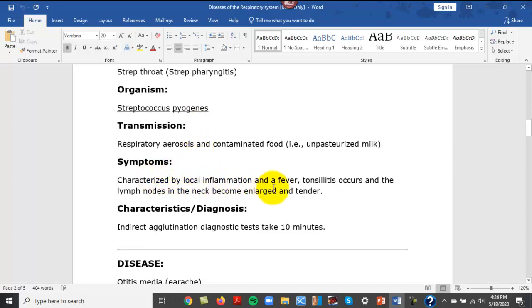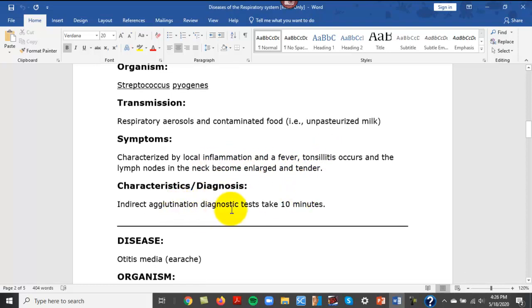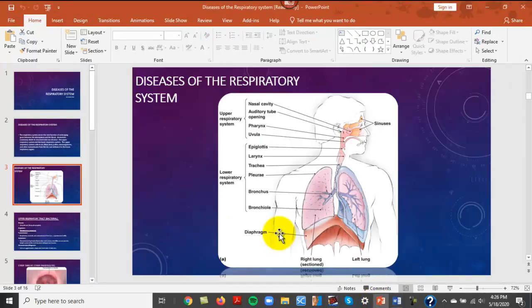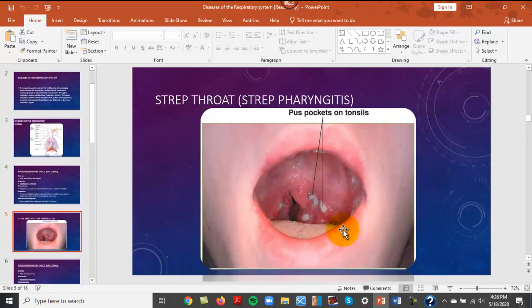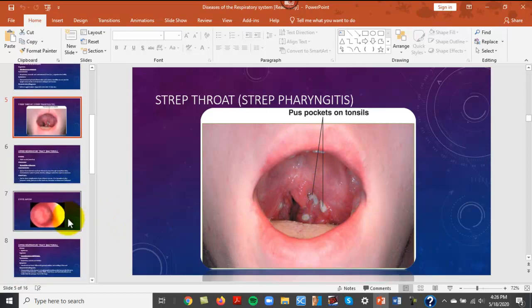Characterized by local inflammation and fever, tonsillitis occurs. Local inflammation of basically the pharynx, which is the throat, back of the throat. And can cause lymph nodes to become tender. Basically, most people know this: strep test can take the swab of the back of the throat and do what's called an indirect agglutination test, get clumping, positive for strep. Otitis media. Now, just like all the other sections, there is a PowerPoint that goes along with this. So here is, ouch, strep throat. It says pockets of pus in the tonsils.